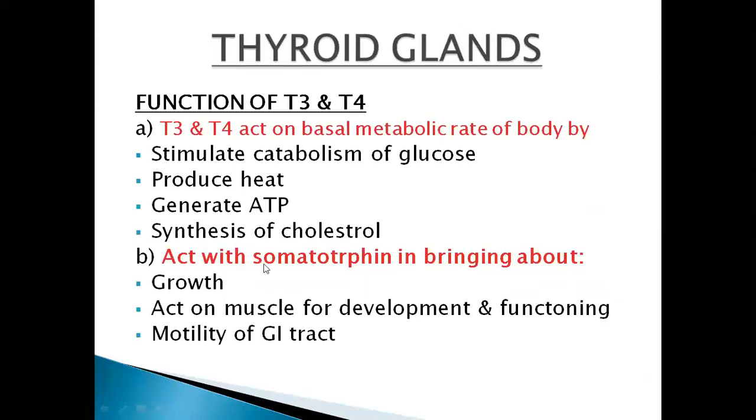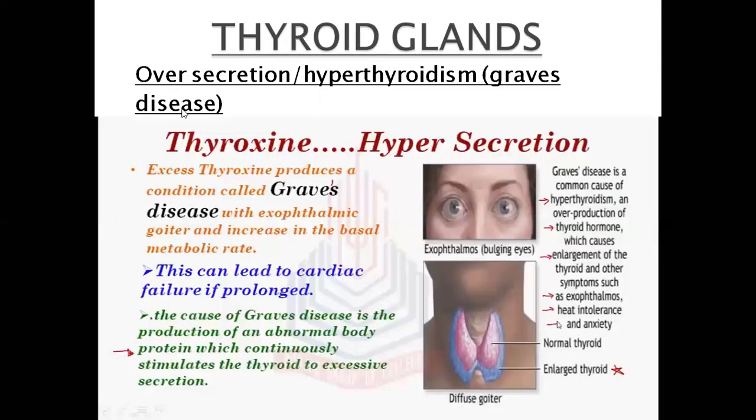Next, they act with somatotrophin in bringing about growth. They act on muscles for development and functioning, and on the motility of the GI tract. What is the GI tract? The gastrointestinal tract. So T3 and T4 help with catabolism and anabolism reactions in your body. What else do they do?